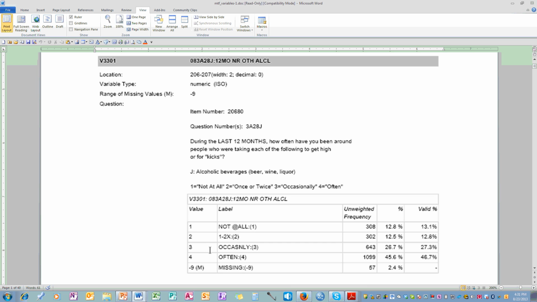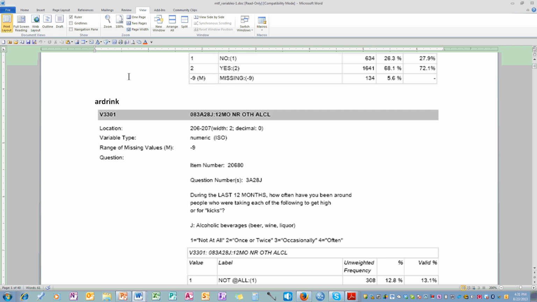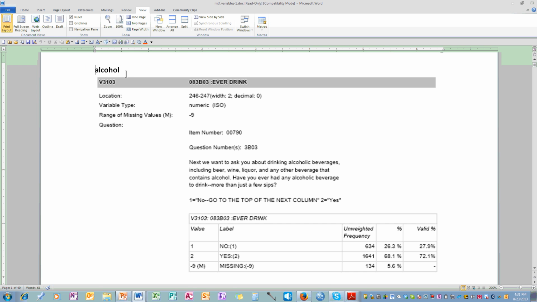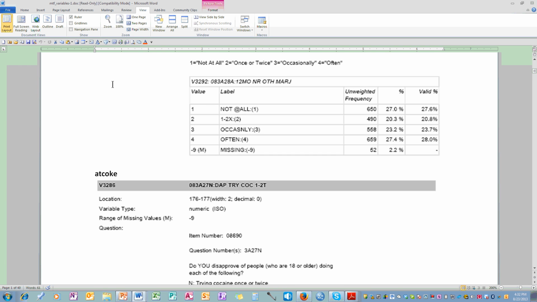This next question. During the last 12 months, how often have you been around people who were taking each of the following to get high or for kicks? And the first one was alcoholic beverages. And notice the mnemonic here, AR, drink. And up here, the mnemonic is alcohol. And then you might even... And you might also just take down V3103, but I don't think that's in the database, how it's been prepared for SOS 232 students or social statistics students.